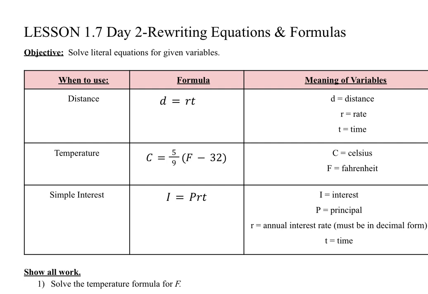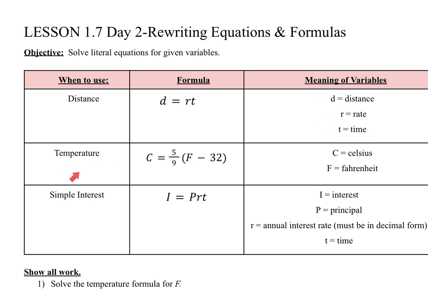So today's lesson, 1-7, day 2, we're still focusing on rewriting equations and formulas, and we're going to even solve some literal equations for given variables. A couple of formulas that we need because we're going to do some word problems. I gave you the distance formula again. D equals RT. D is our distance, R is our rate, T is our time.